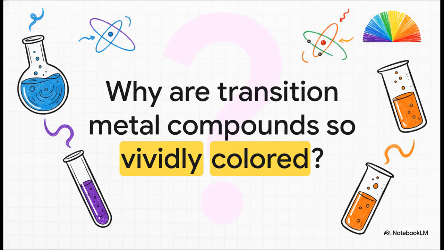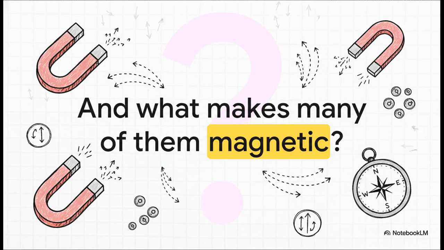Electrons can actually jump between these d orbitals. It's called a d-d transition. And to make that jump, they have to absorb light of a very specific color. The color we end up seeing is just whatever light is left over. It's like the opposite of the color they absorbed. And it's not just their color. That same electron setup is also why so many of them are magnetic.